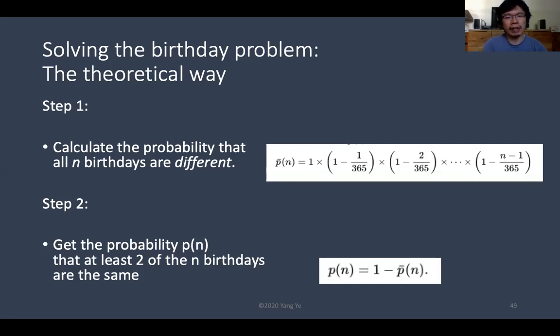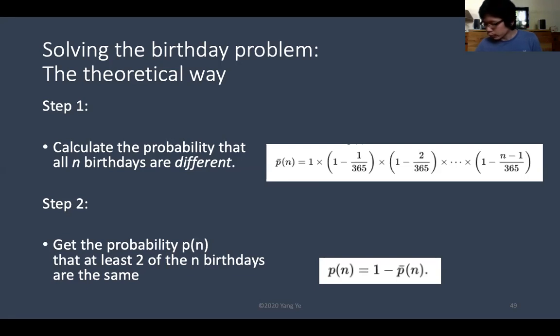So if you have N people, you can calculate P bar N, which is the probability that all N birthdays are different, equals 1 times, you're taking 1 day away, right? So 1 minus 1 divided by 365, and then now you take 2 days away, times 1 minus 2 divided by 365, until you hit 1 minus n minus 1 divided by 365. And then you can get the probability Pn that at least two of the n birthdays are the same. Basically, use 1 minus all of them are different.